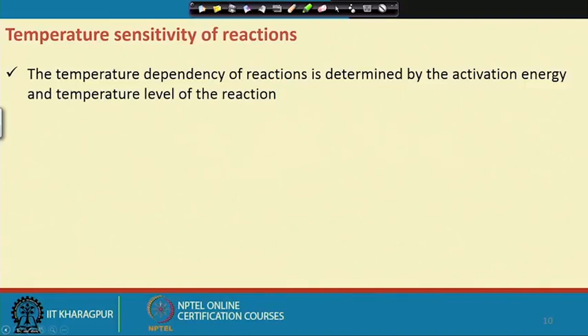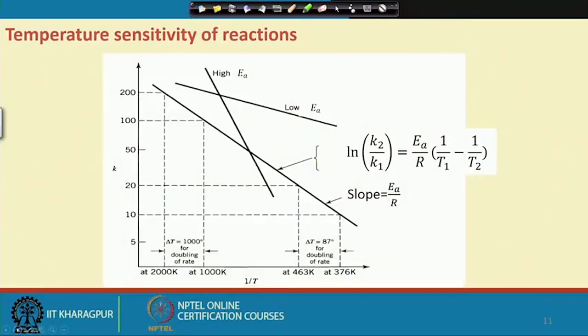Now, the temperature dependence of the reaction is determined by the activation energy and the temperature level of the reaction. This will be very clear from the next slide that I can show you here. This is the log plot. You can see that this is 10, then this is 100, and so on, doubling each time. This is not a normal plot; this is the normal centimeter plot that we can have.